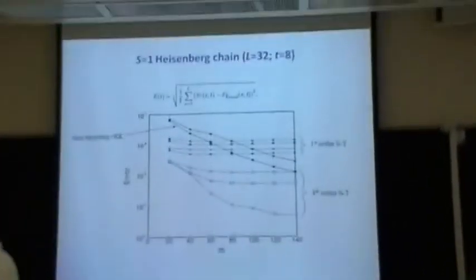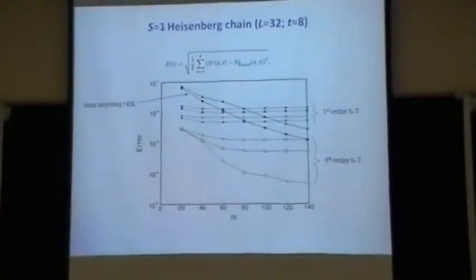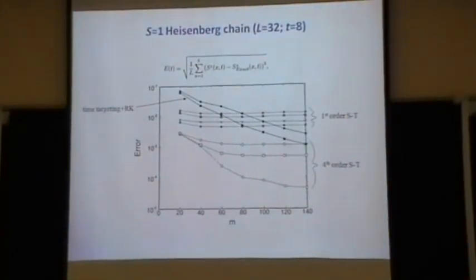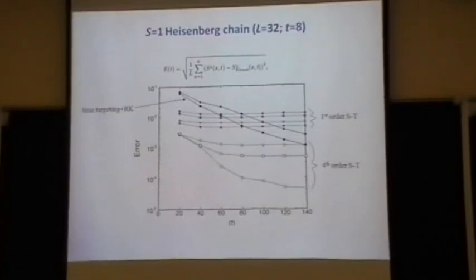Runge-Kutta has orders which are somewhat similar superficially to Suzuki-Trotter. Of course, Runge-Kutta is fourth order, fourth order Runge-Kutta, and fourth order Suzuki-Trotter. So eventually we might converge to similar values.